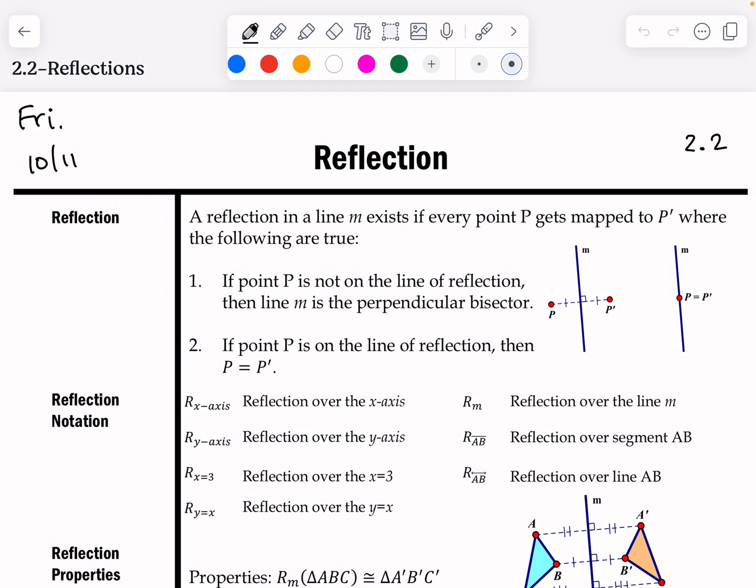So what I'd like for you to do is take out your 2-2 notes. I'd like for you to label it 2-2 on the top right, day and the date on the top left. This should be Friday, October 11th. I'd like for you to complete this while listening to it.